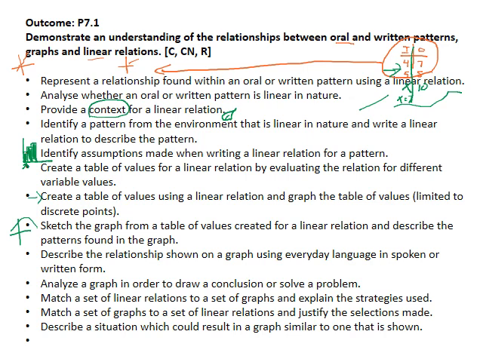I'm just going to change colors here. We are here. Describe the relationship shown on a graph using everyday language in spoken or written form. Analyze a graph in order to draw conclusions. So you can see those are all basically saying the same thing, or solving a problem. Match a set of linear relations to a set of graphs. Explain the strategies used. So we might give you some numbers like 3 and 1, 2 and 7, etc., and then show you a graph, and you would have to decide if they go together or not.